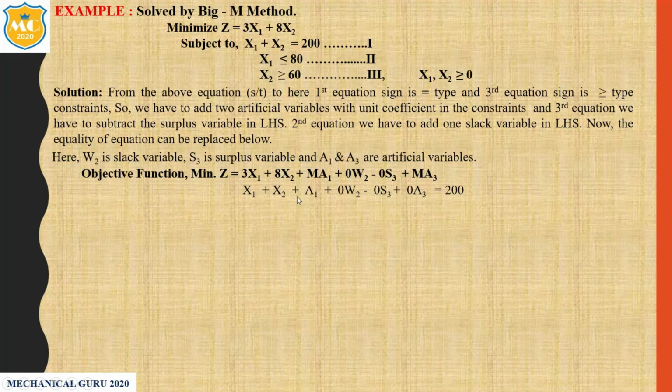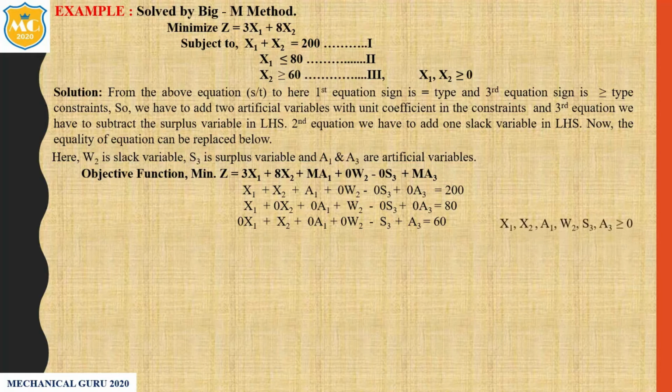First x1 plus x2 plus A1 plus 0W2 minus 0S3 plus 0A3 is equal to 200. Second x1 plus 0x2 plus 0A1 plus W2 minus 0S3 plus 0A3 is equal to 80, and the last constraint 0x1 plus x2 plus 0A1 plus 0W2 minus S3 plus A3 is equal to 60.